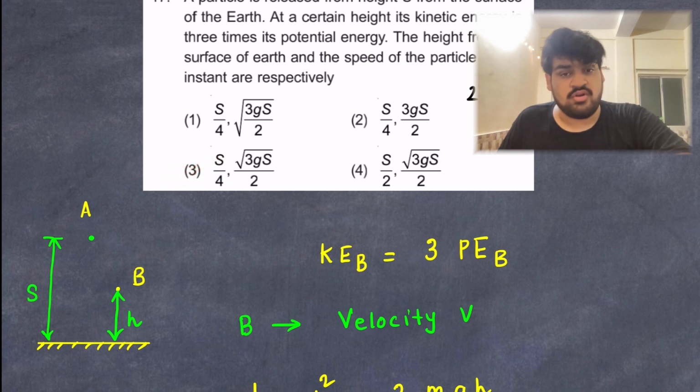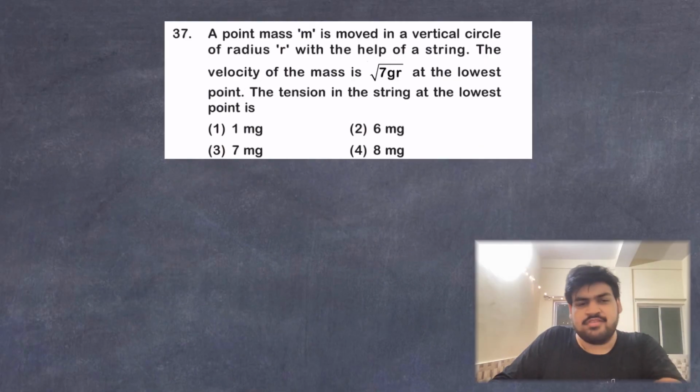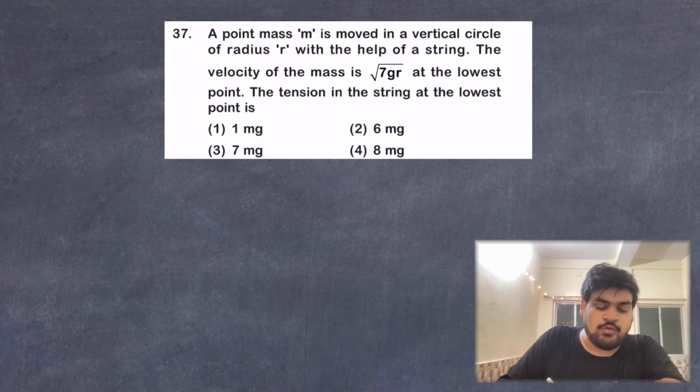So I hope you got to learn a lot from this question. So proceeding on to the next question. This question is from motion in a vertical circle. A point mass m is moved in a vertical circle of radius small r with the help of a string. The velocity of the mass is under root of 7gr at the lowest point. So we need to find the tension at the lowest point.